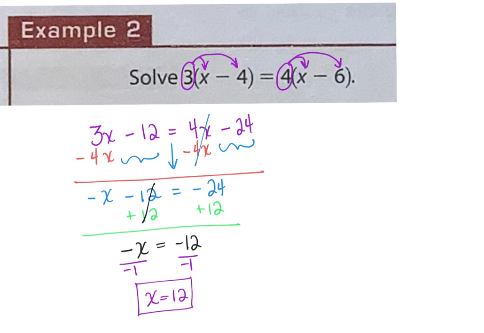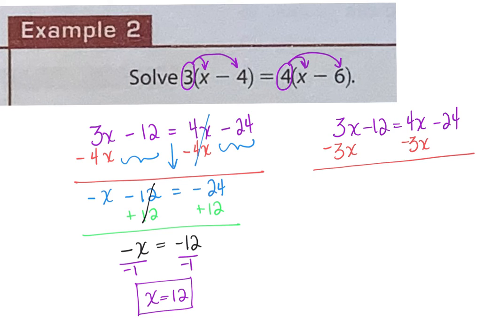Now, we could have moved my x's to the other side. So let's look at it if we do that. 3x minus 12 equals 4x minus 24. So now let's say I want to move my x's to the right side. Minus 3x. I'm going to move it over to the right. On the left-hand side, my 3x's will cancel. I will have just a -12. Bring down my equals. 4x minus 3x is x. I still have this minus 24.